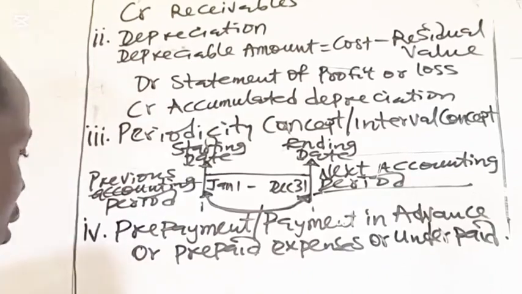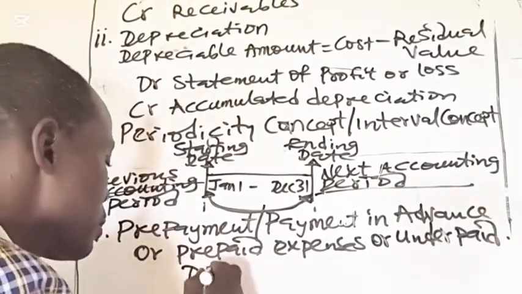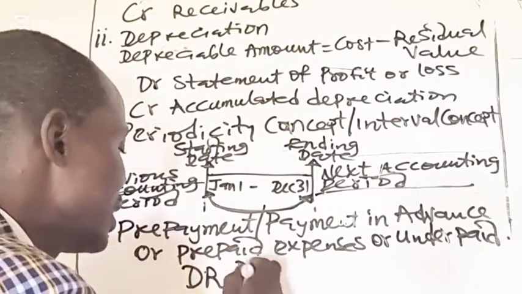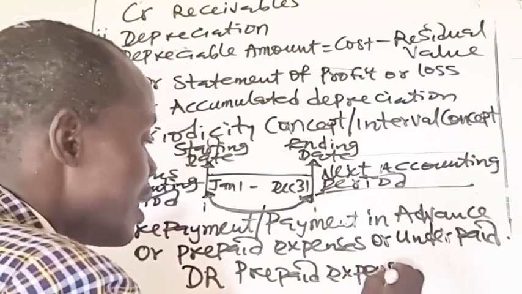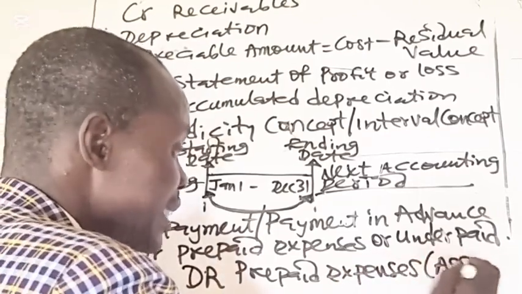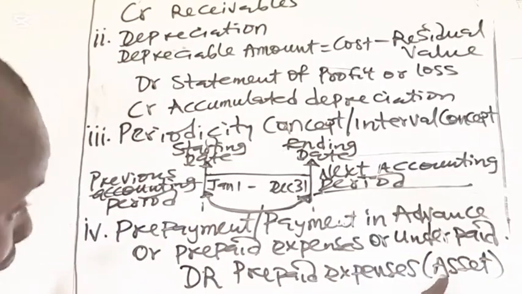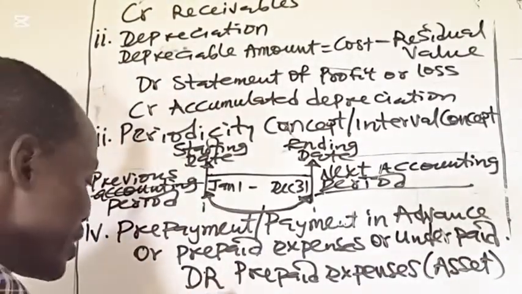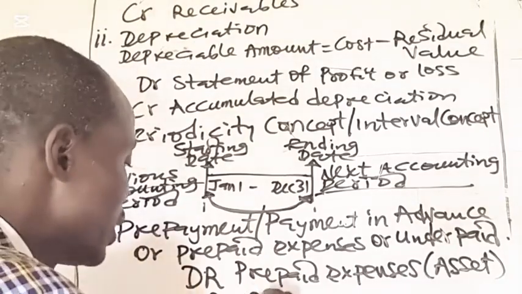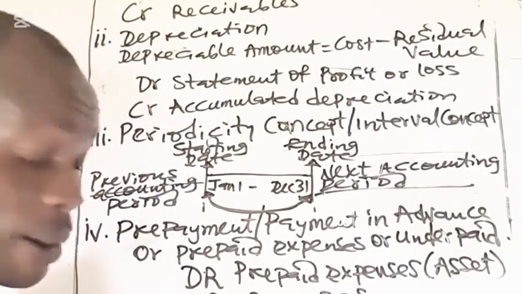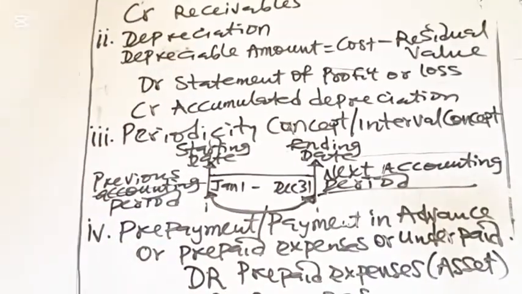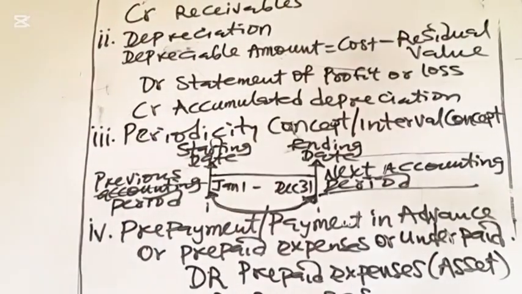Therefore, what is the double entry? You debit prepaid expenses, that is the asset. You debit the asset, then you credit the expenses to which it relates. Why credit the expenses? You are subtracting it from the expenses. You are reducing the expenses by the amount prepaid. Please bear that in mind.